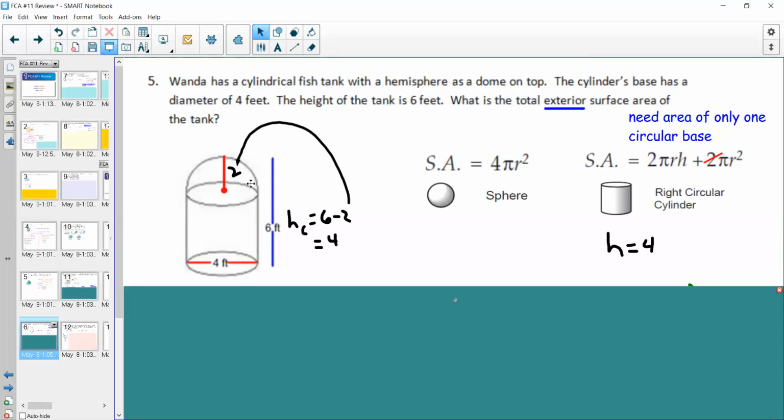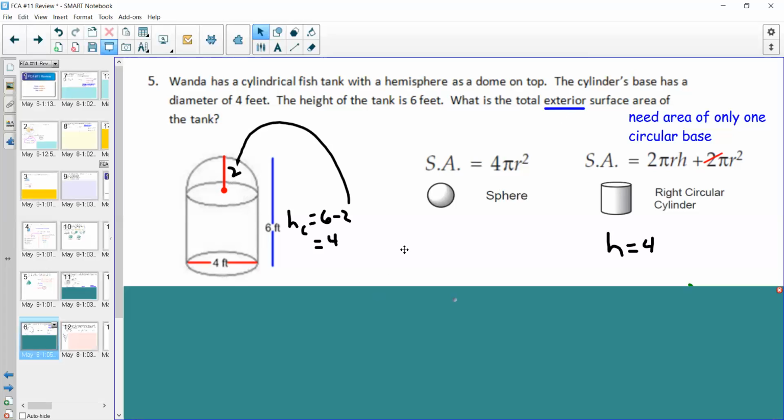So what's the plan? Find the surface area of the hemisphere, and find the lateral surface area of the tank, because again, we're talking about the exterior. So I guess that would include the bottom base, but not the top base because it's inside the tank.